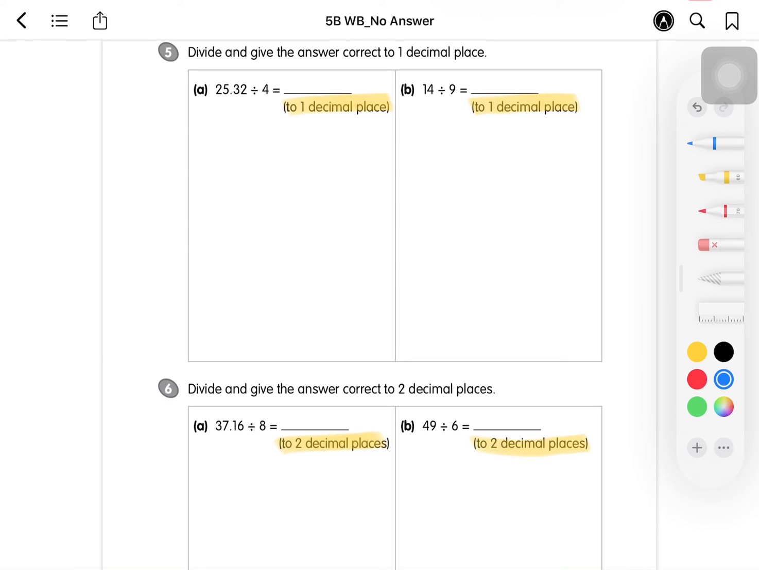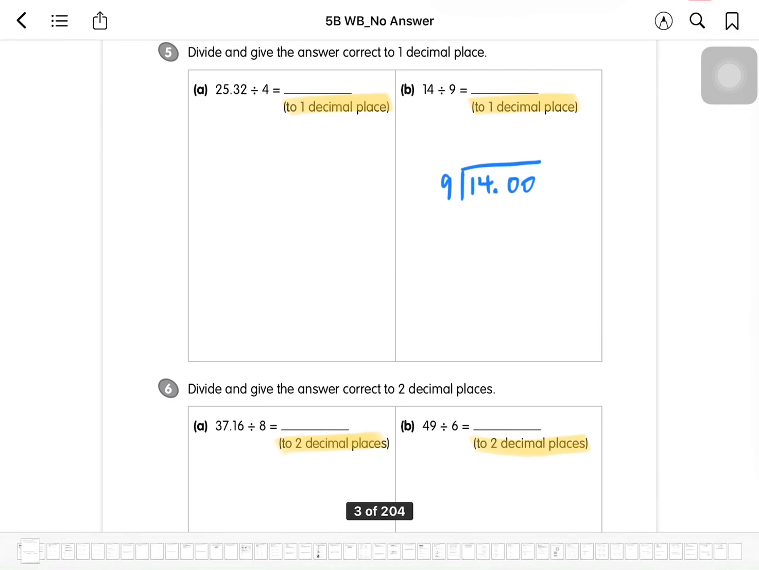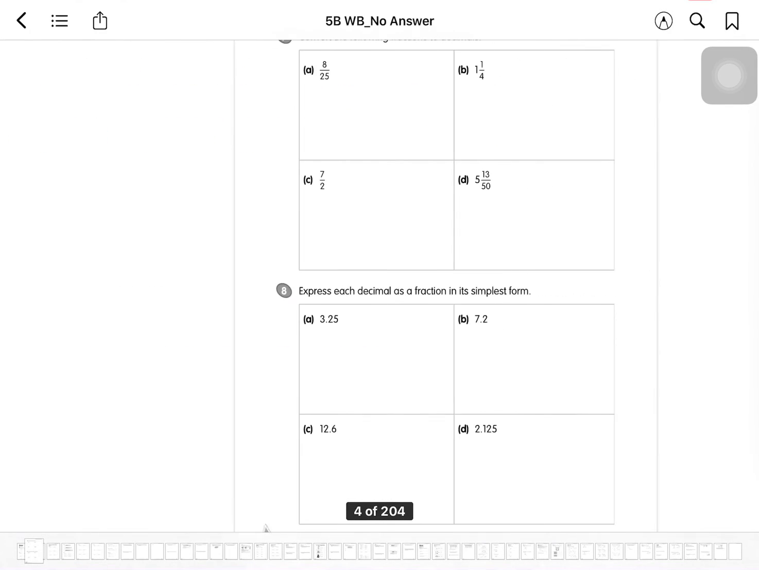So for example, A I think is fine. So for B is 14 divided by 9. They want one decimal place. So in order to round off, I need two decimal places. So I should see 14.00 divided by 9. So the rest you go and try yourself.